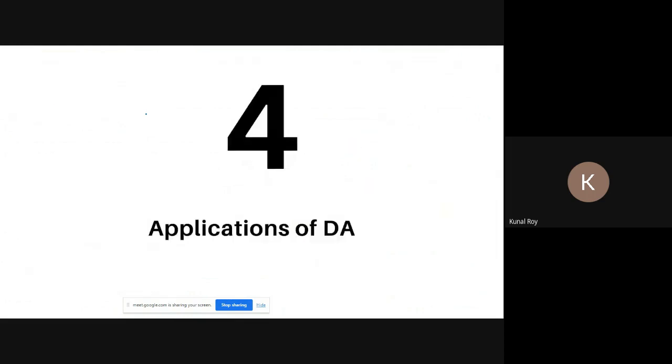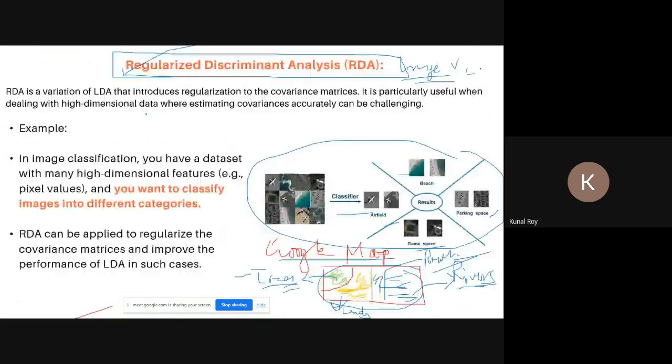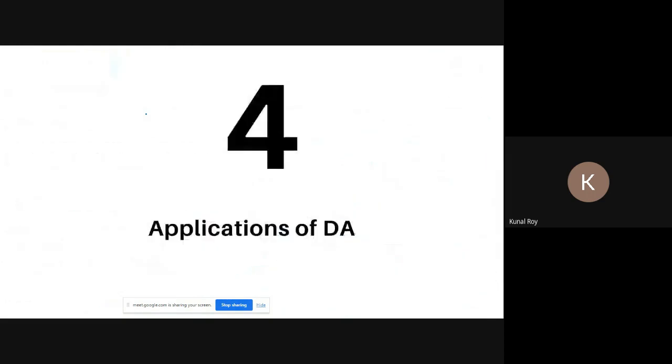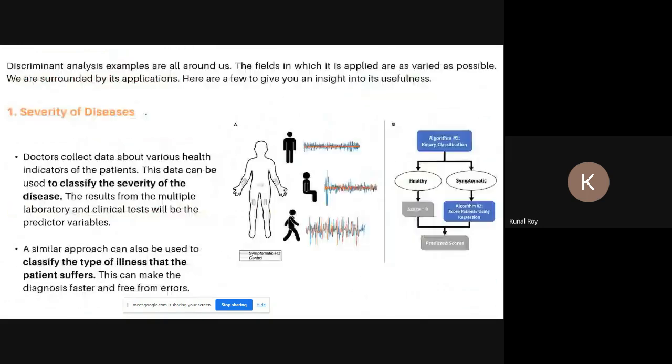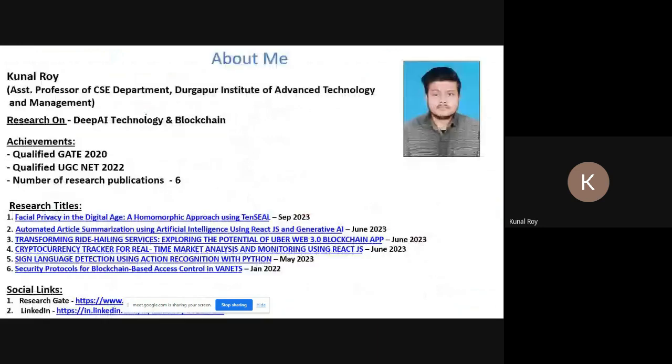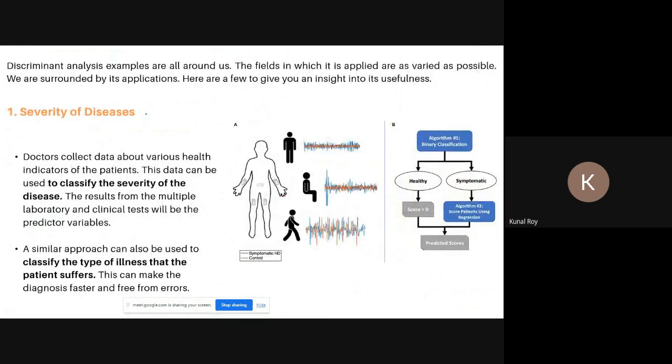So we move into the final part, that is, the applications of the discriminant analysis. Right now, where are these applications running? Basically, to identify the severity of diseases. Now lots of diseases are coming in hand. Right now corona is taking place, and further more viruses are coming.